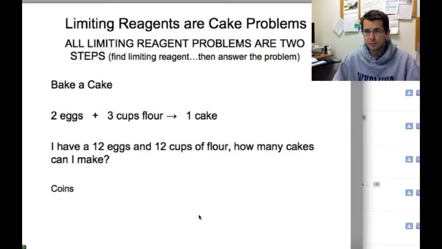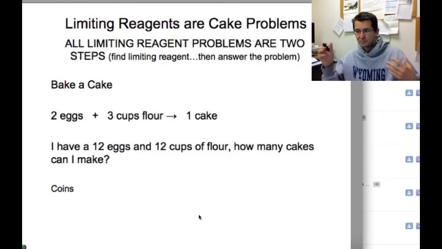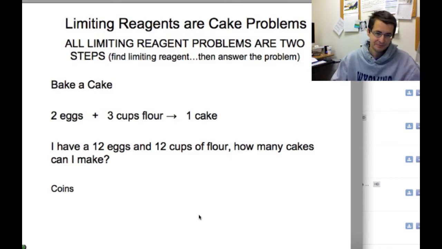So, all limiting reagent problems are actually multiple steps, at least 2 steps. And what you have to deal with is, again, that problem before the problem. I mean, you want the answer, but you have to set up the situation so you can get to the end problem. So let's take a quick look at one, and we'll do, again, cake problems, because we can use cake as an example, though coins is one we did earlier.